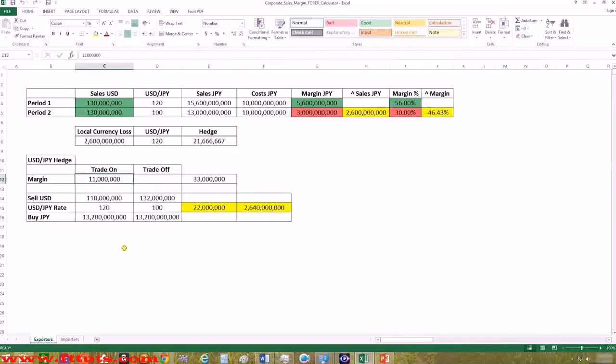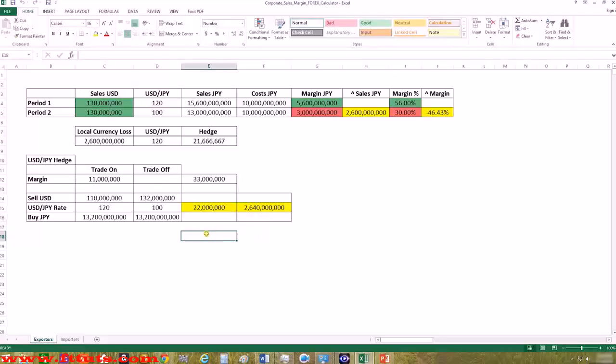Let's have a look at how this works here. So they put up $11 million margin. They sell 110 million US dollars at the exchange rate of 120, therefore buying 13.2 billion Japanese yen. When they take the trade off, they take the trade off at an exchange rate of 100. Therefore, they're receiving $132 million, locking in a profit of $22 million, which at the original exchange rate of 120 saves them their equivalent loss in predicted sales and margin. So just go through that spreadsheet in your own time.